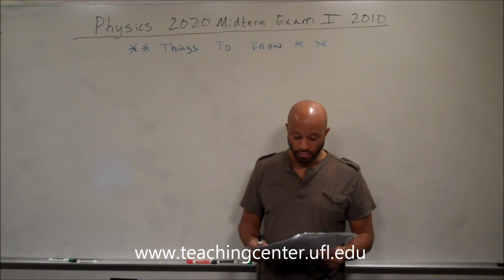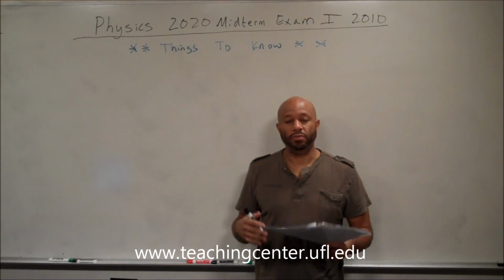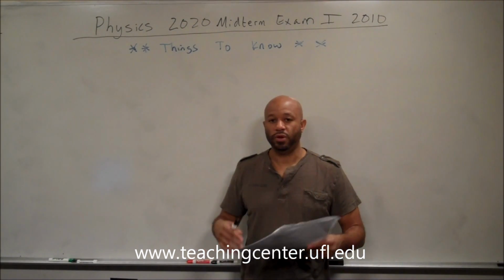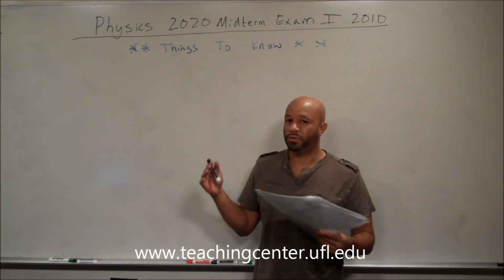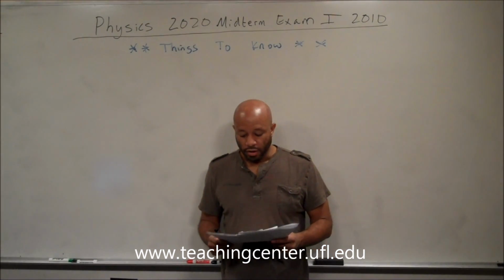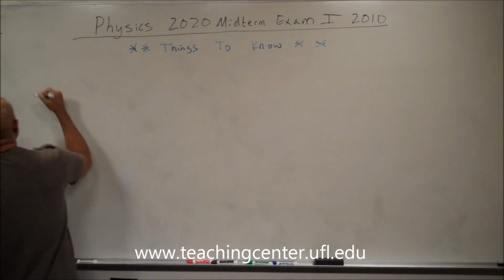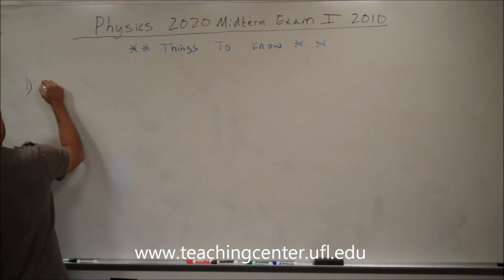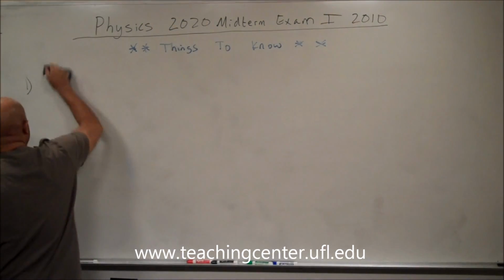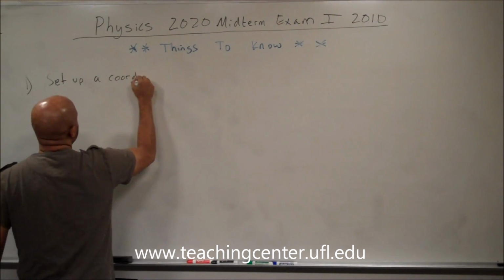And so I wanted to go through some things to know in order to make it more clear when to use a negative sign and when to use a positive sign for the problems that you're going to see in Physics 2020 Midterm Exam 1. Alright, so the first thing that you need to know is that you need to set up a coordinate system.